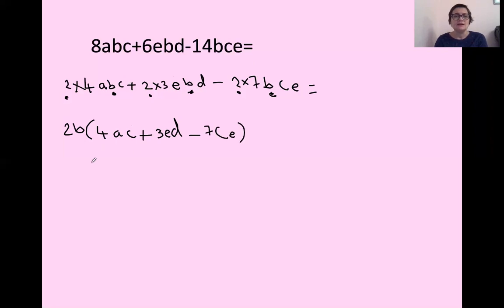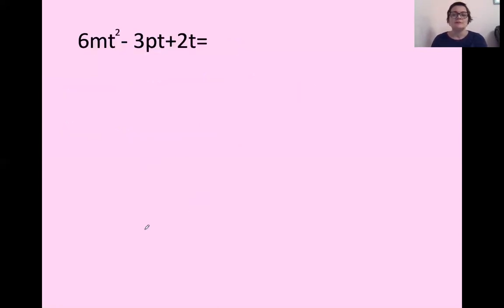And then have the last look inside the bracket, and see if there is maybe a common factor. I don't have ac, ed, no common factors. 4, 3, and 7 are all different, no common factors. So this is the final answer, and this is called to factorize fully, right? To not leave any common factor inside the bracket.